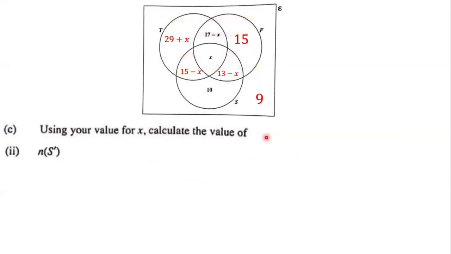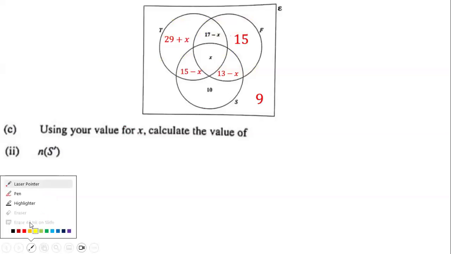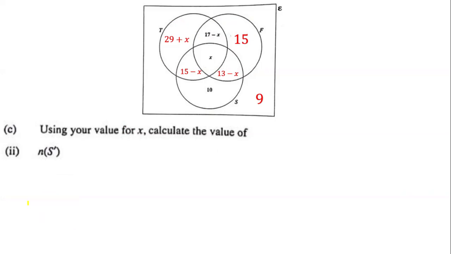Okay, next, let's move on to the number of elements in S complement. So what is the number of elements in S complement? And what does S complement even mean? Well, that means that we want all of the elements in the universal set, all of them, except for the elements that are inside S, which means that we do not include any of the elements inside of S. That's what the complement of S means.